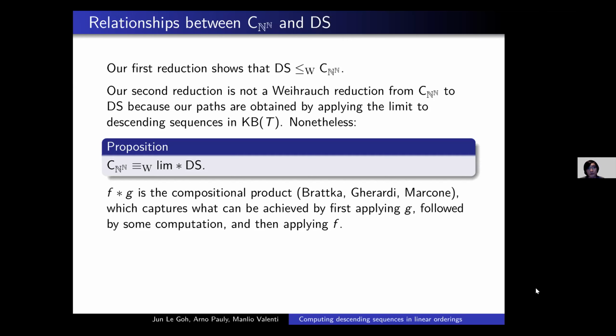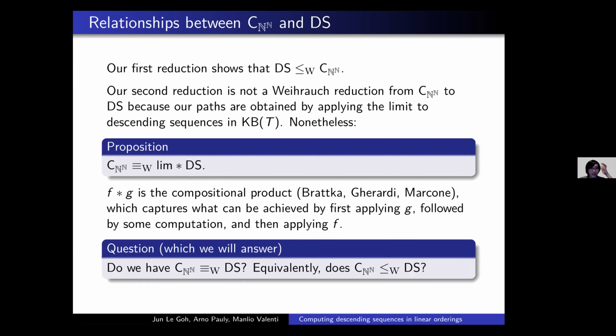Okay, so we are not going to talk about the compositional product again, but I just wanted to say that even though on the face of it we didn't obtain a Weihrauch reduction, we had some kind of reduction, but it's not a Weihrauch reduction, it still can be phrased in these terms in the Weihrauch lattice. Now, this raises the obvious question, namely, is choice on Baire space Weihrauch equivalent to DS?